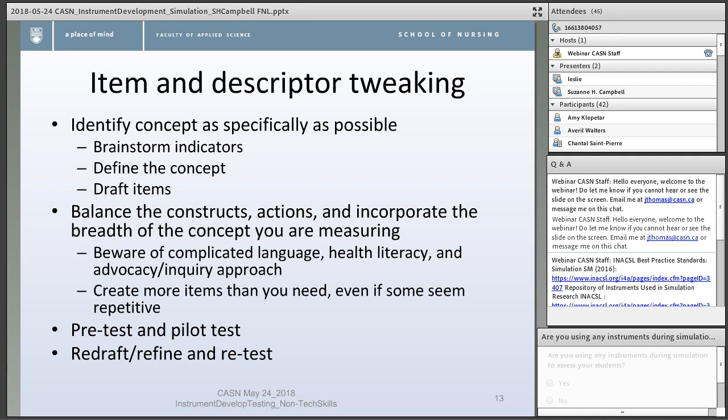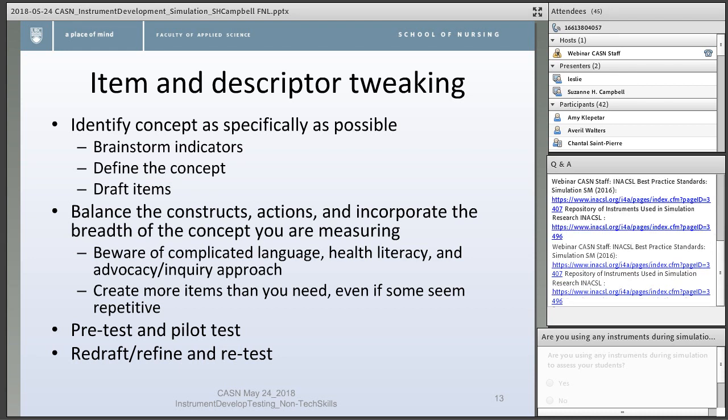You usually want to create more items than you need, even if some seem repetitive, and then you do a pre-test and a pilot test with it and redraft, refine, and retest. And as you may have noticed, we have been at this for 2 years now.